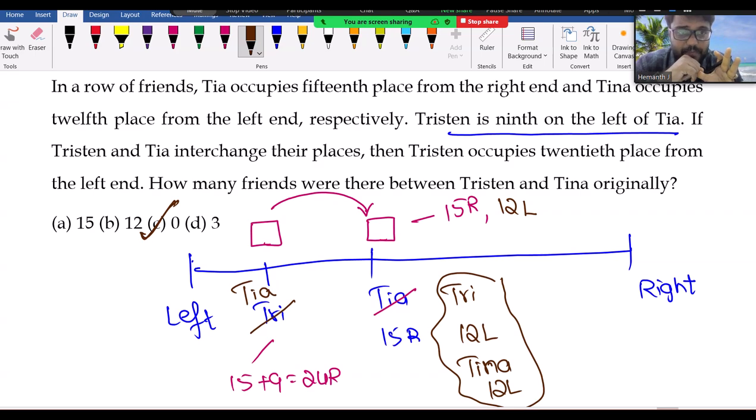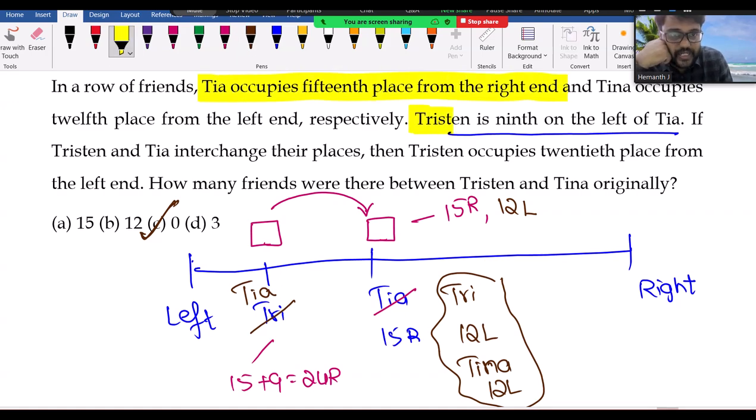We'll see the question once again. What they given in the question. Tia is 15th from right side. So this sentence completed. Then I went to next statement. Tristan is ninth on the left of Tia. Tristan is here and it is ninth to the left. He is moving away from the right end. So 15 plus 9, 24 from the right end is Tia's place. Now what they said, Tristan went to this place, Tia went to Tristan's place. They interchanged their places.